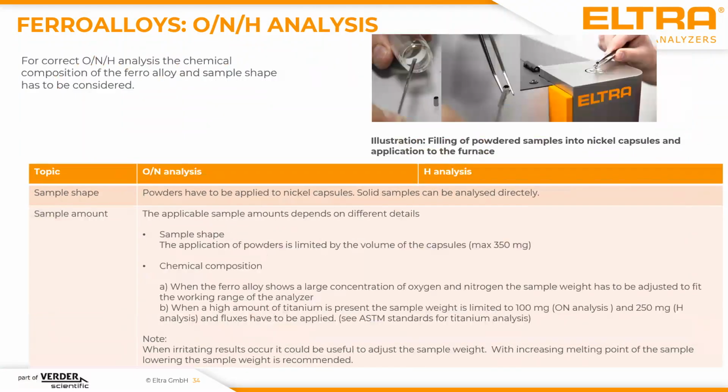When you would like to perform oxygen, nitrogen and hydrogen analysis, you have to take care of a lot of details to assure that your analysis is correct. First step is the evaluation of the sample shape. In any case, powders have to be applied to a nickel capsule because you cannot apply a powder purely to the sample pot. You have to make sure that the whole powdered sample gets into the crucible, and this is only possible when you use a capsule.